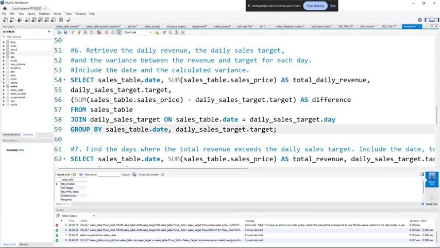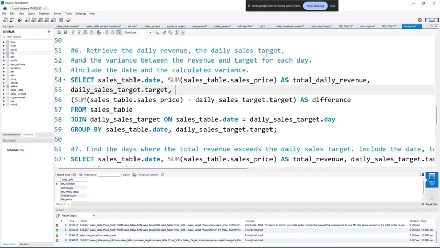I said, okay, select from the sales table, you need the date, because it's part of what we said you wanted. Then the sum of the sales price, we need it to get our daily revenue, as total daily revenue. Then we need another thing from the daily sales target table. We need the target because they said we should get the daily sales target.